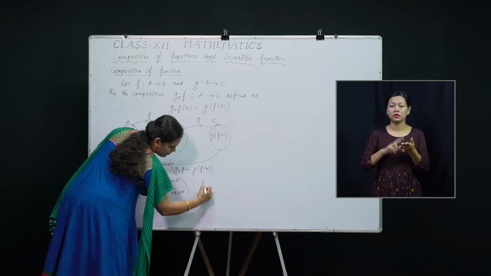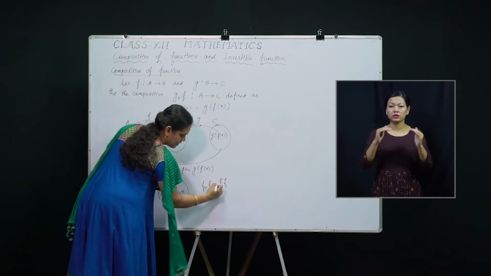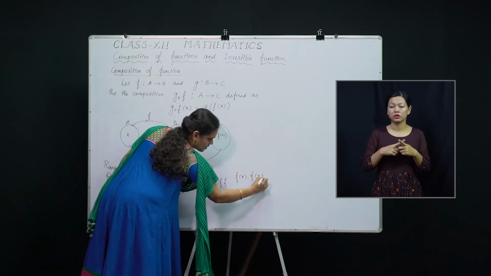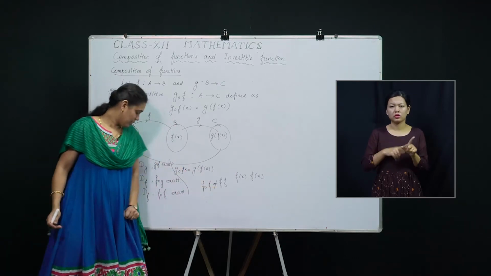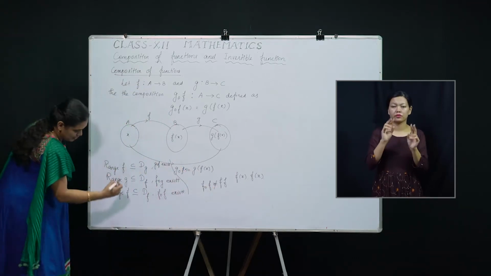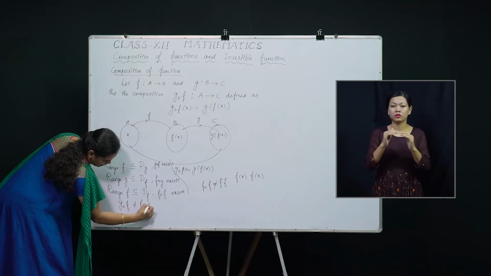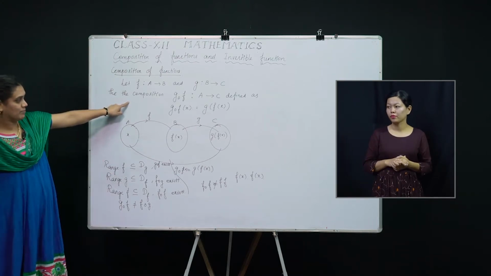This f o f is not equal to ff. Okay, ff is f(x) into f(x), multiplication of functions. You studied last year, right? So this is not the same. Don't get confused with these two. And in general, g o f will not be equal to f o g. You have to remember these conditions and this definition.